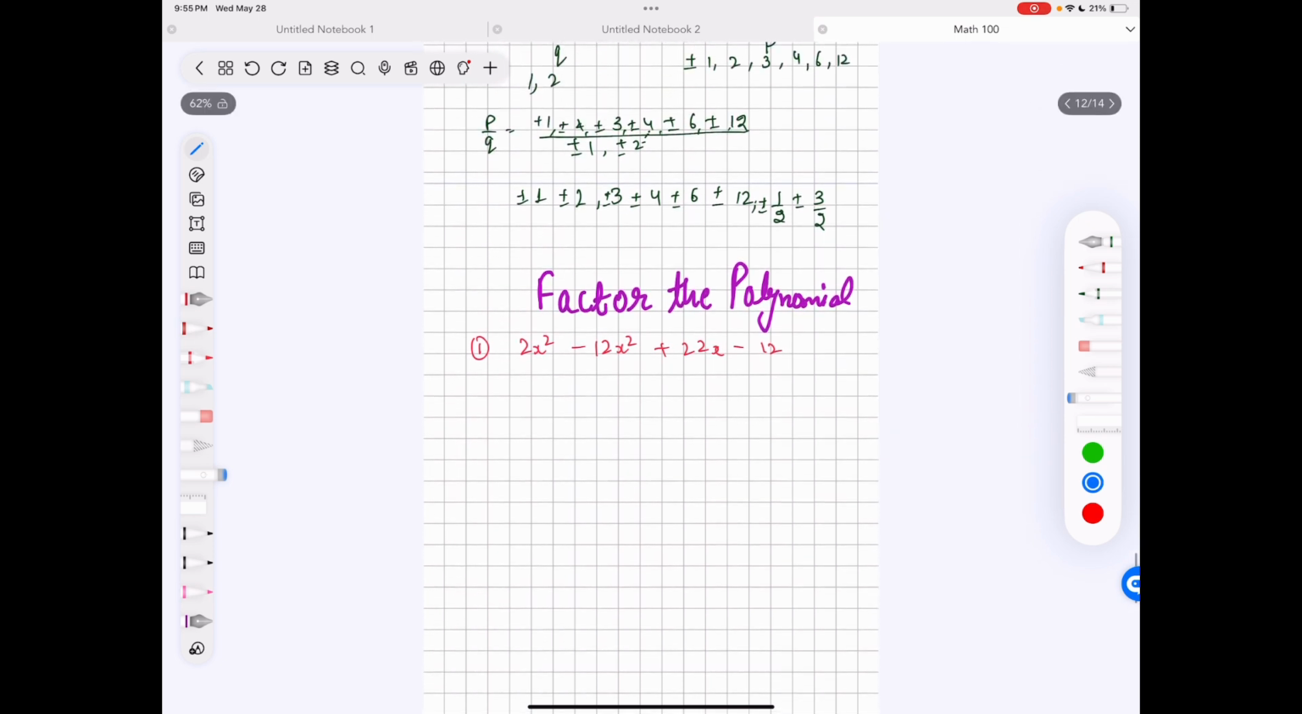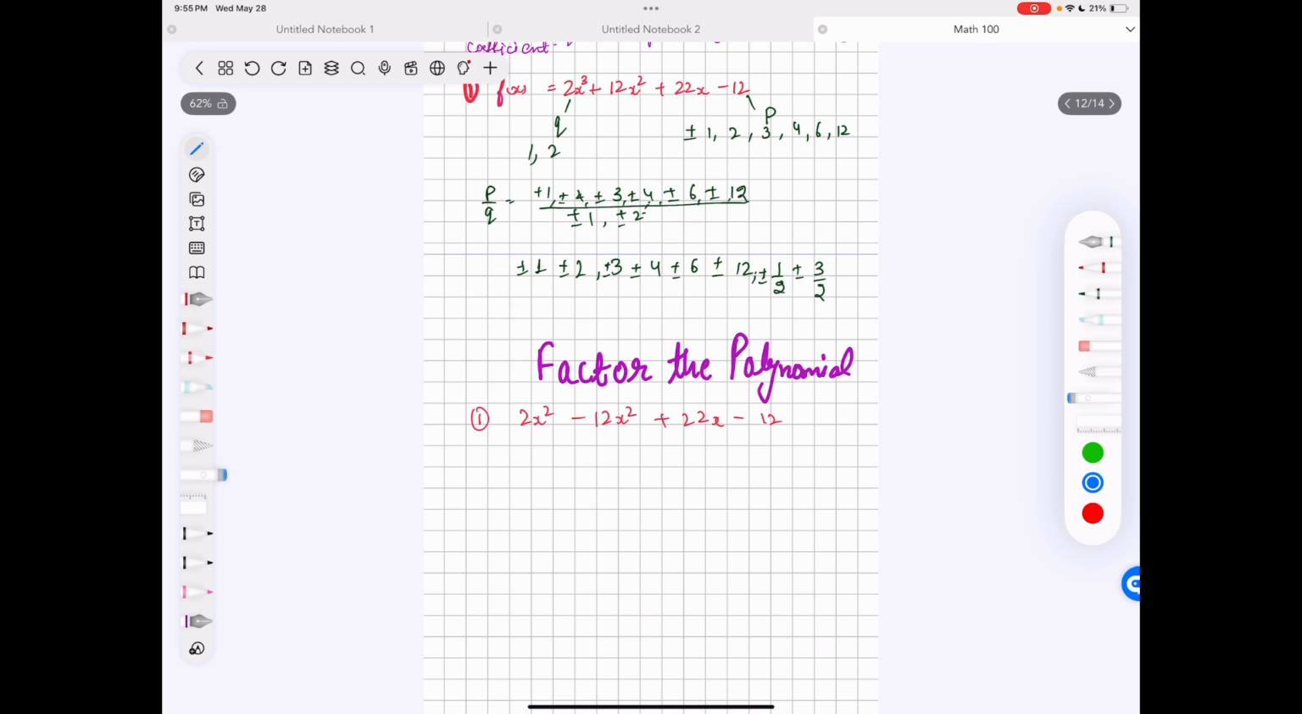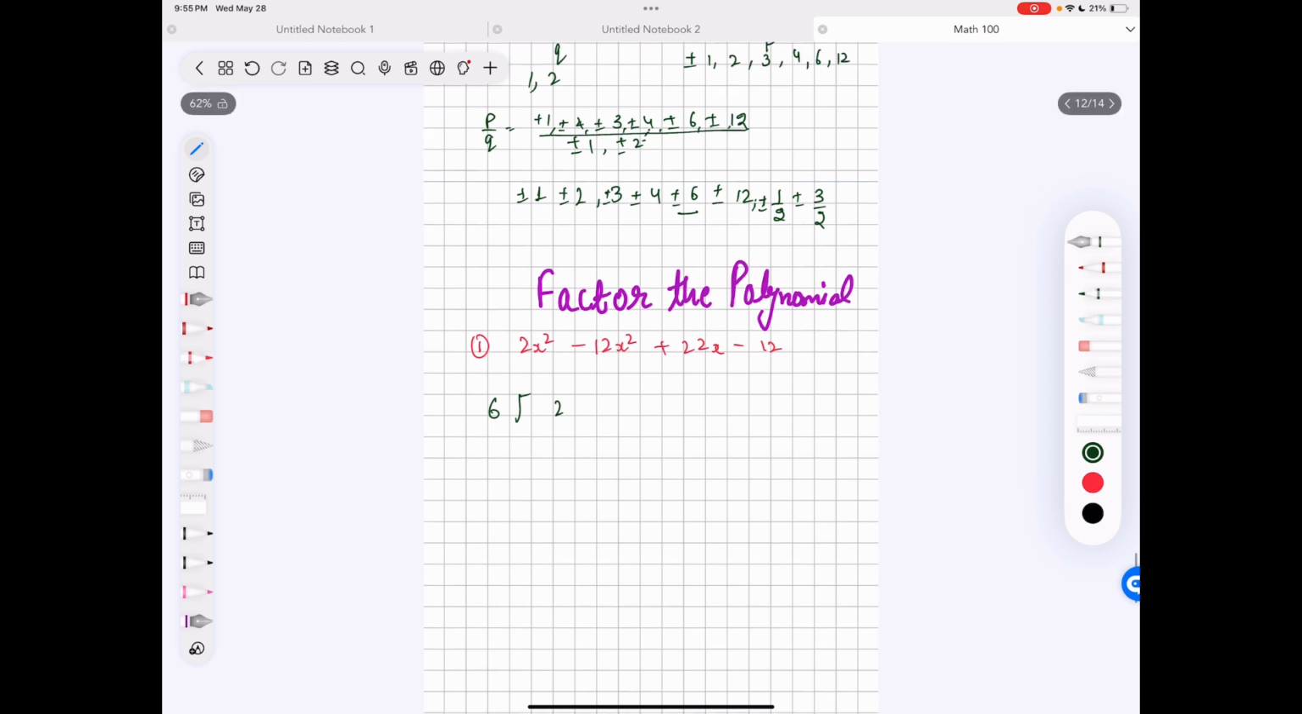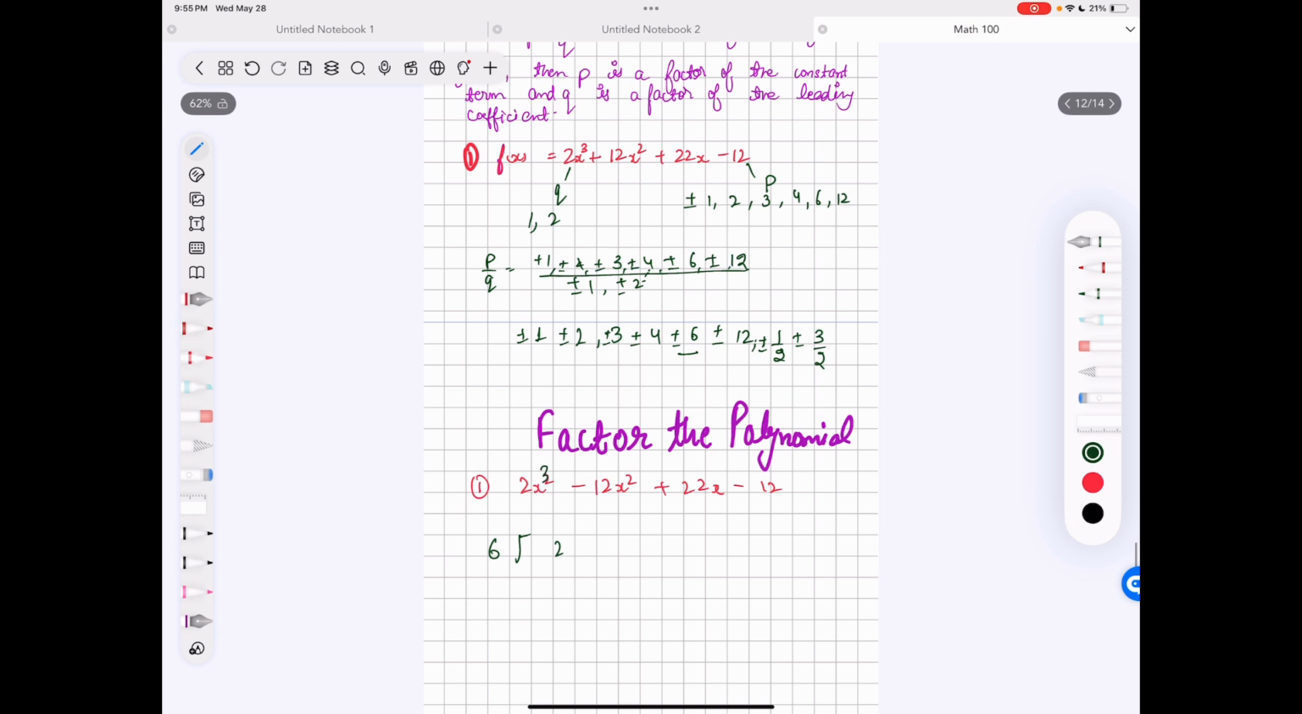So first we can take any of these. We can take either the positive sign or the negative sign with it. We'll do the synthetic division. I would like to take positive 6 first and see if it gives me the remainder equal to 0. So I have my terms here. Wait, this is a 3 here. This is a 3.